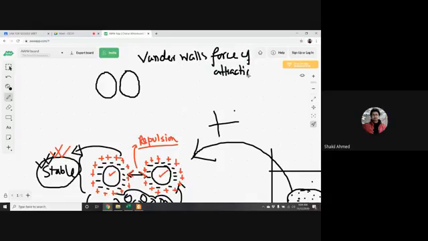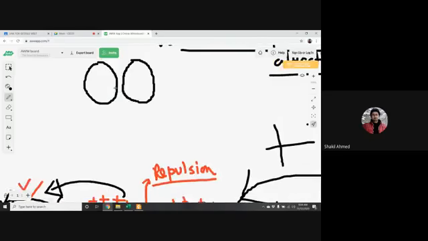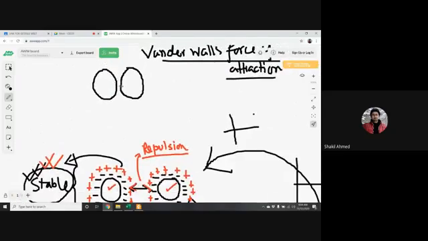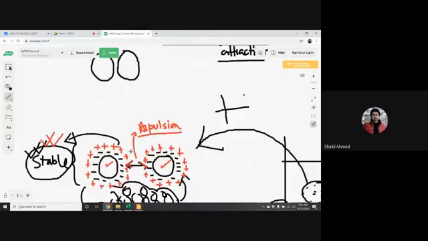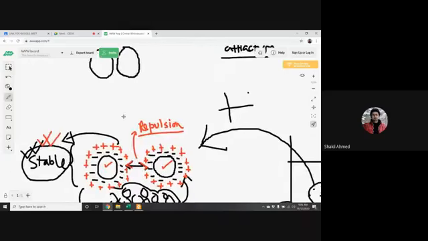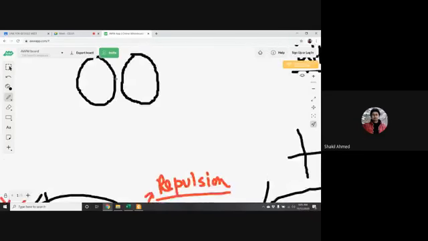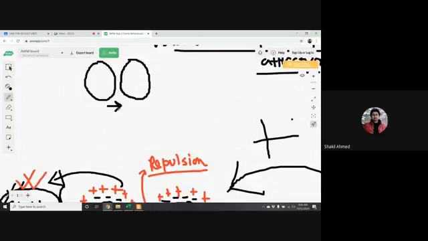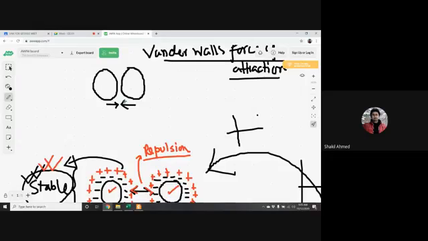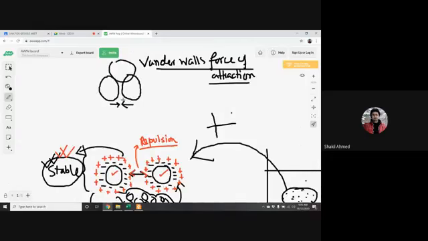It is activated only when you bring the colloids very close to each other, defying this ionic layer. If you can do this, then they attract each other and get connected. Okay, so that's how.